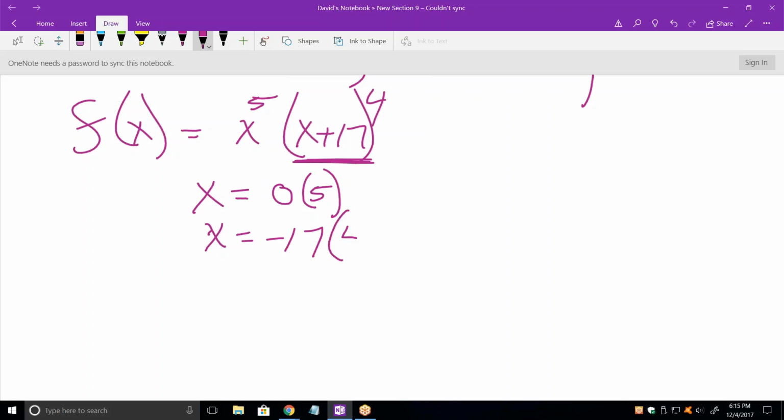Okay. First one, cross or tangent? Crosses. Second one? Tangent. Easy peasy.